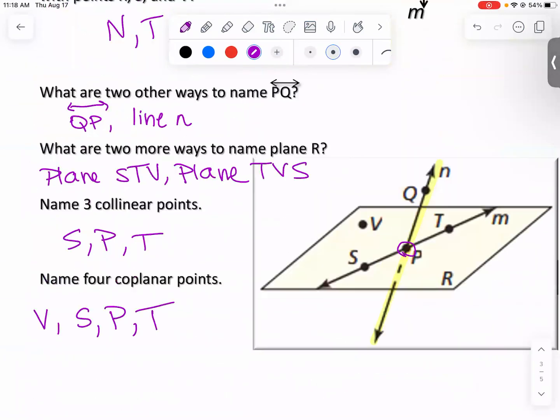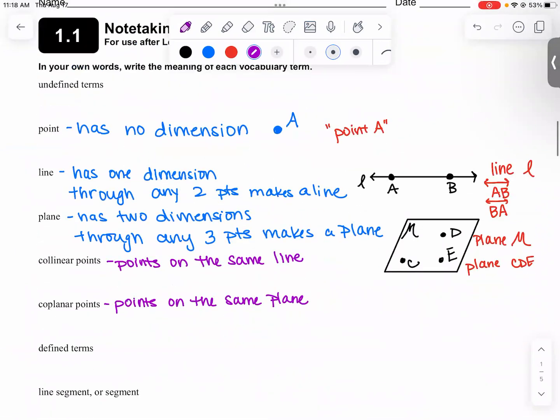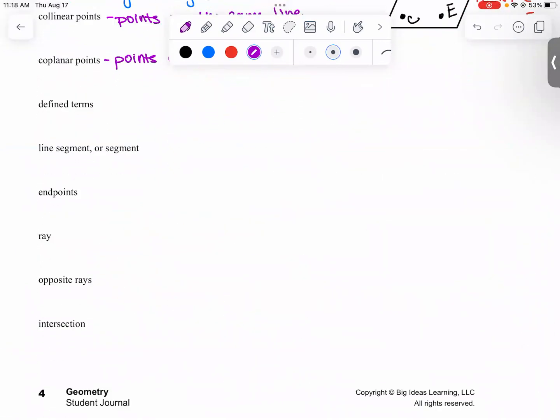Okay. So now let's go back to our journal and we need to talk about line segments and points and rays. All right. So a line segment, I'm going to first have you draw it. So a line segment is a segment of a line and it has endpoints. Okay. So what we have here, we're going to name it AB with just a dash above it.